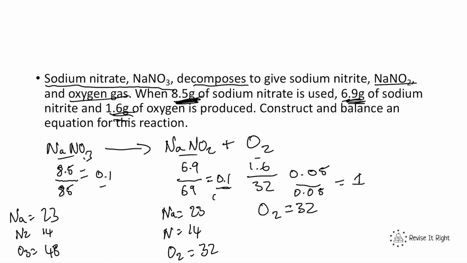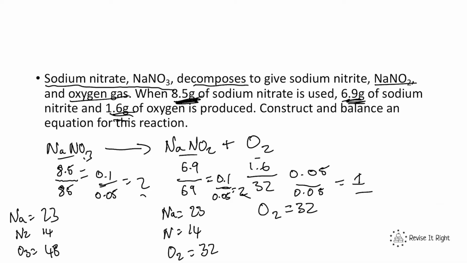0.1 divided by 0.05, if you put that into a calculator, you get 2. And again, 0.1 divided by 0.05, again in a calculator, is 2. So that now tells us that 2 moles of sodium nitrate reacts to give us 2 moles of sodium nitrite and 1 mole of O2.